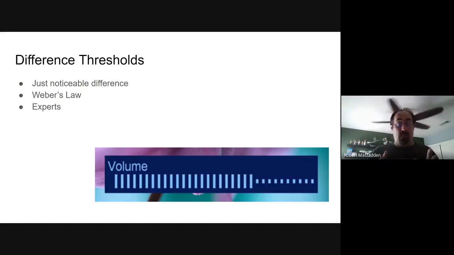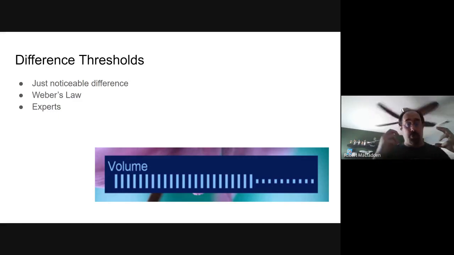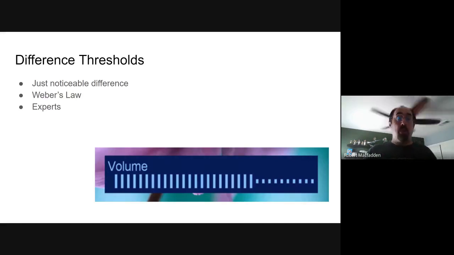So when we talk about difference thresholds, those just noticeable differences, we also have to talk about people who have genetically a few more sensors in their receptors than the average person does. We call these people experts. These are people who can see the extremely subtle differences between one color and another.